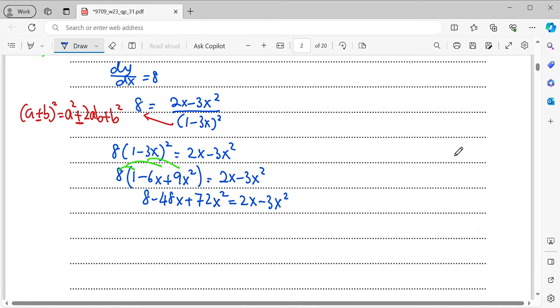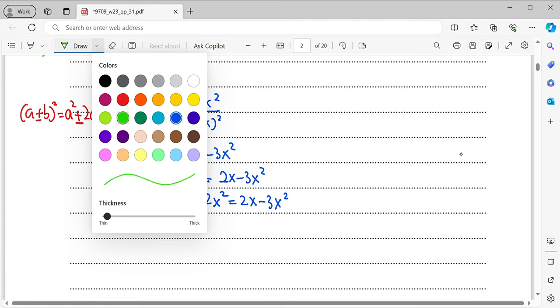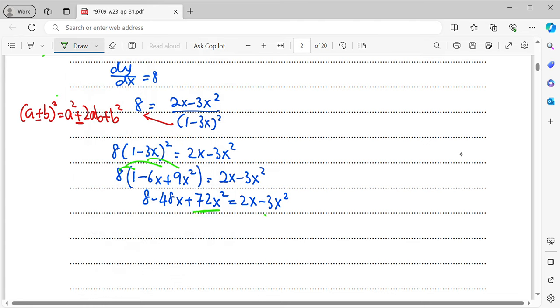Now, by looking at this, the left hand side has positive 72x squared, but the right hand side is negative 3x squared. So I will move all the terms to the left hand side so that my coefficient for x squared will be positive. 72x squared plus 3x squared is 75x squared. Then minus 48x, and move this 2x to the left side, it becomes minus 2x, so a total of minus 50x. Then the constant 8 equals 0. Now, this quadratic equation can be factorized into two linear factors, 5x minus 2 together with 15x minus 4.